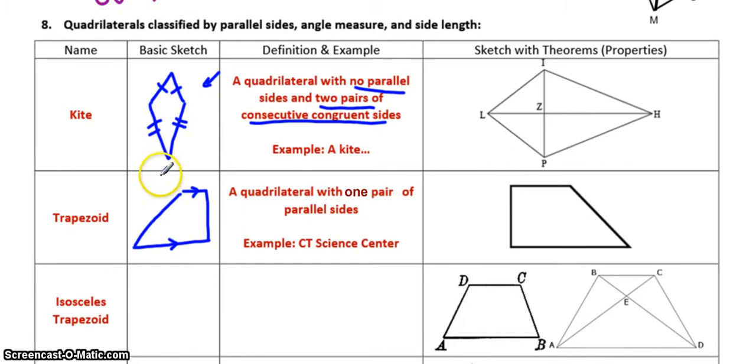An extra vocabulary term I'll throw out here. The two sides that are parallel are called the bases. So those are the bases of our trapezoid, right there and right there. Whereas the other two sides, the non-parallel sides here that I'm marking in green, are called the legs, the legs of our trapezoid. So trapezoids have legs and they have bases.